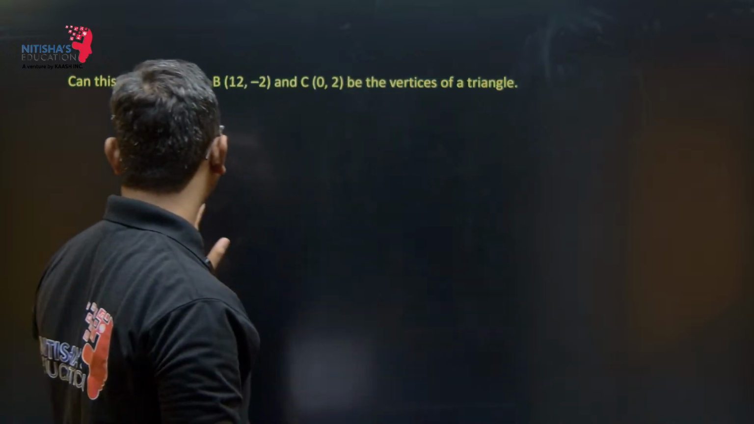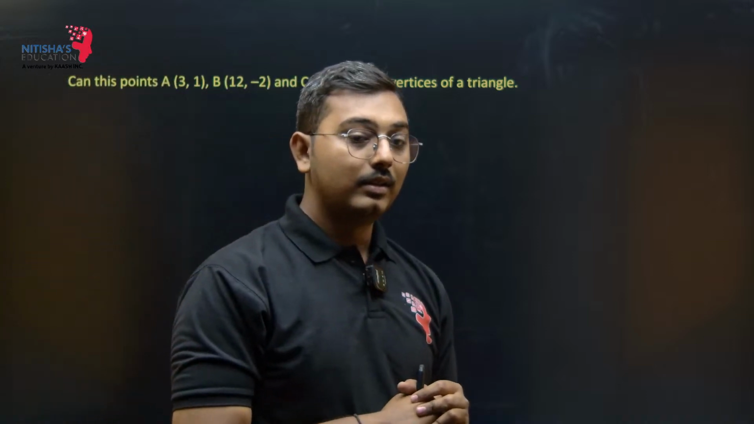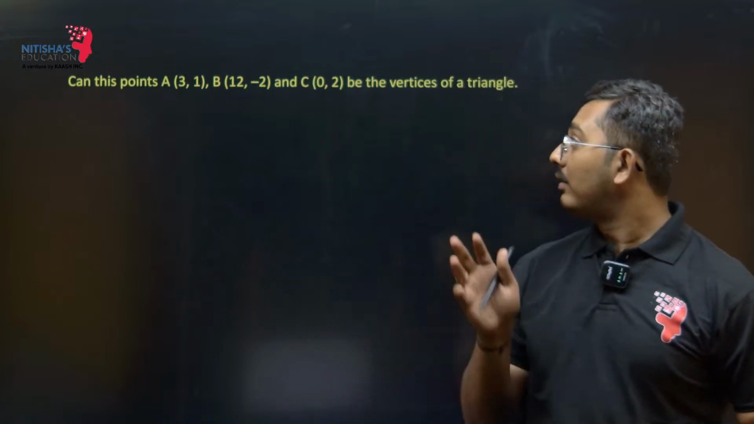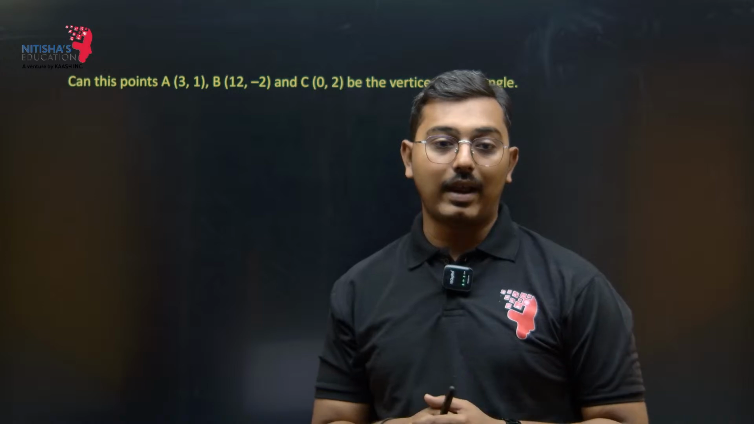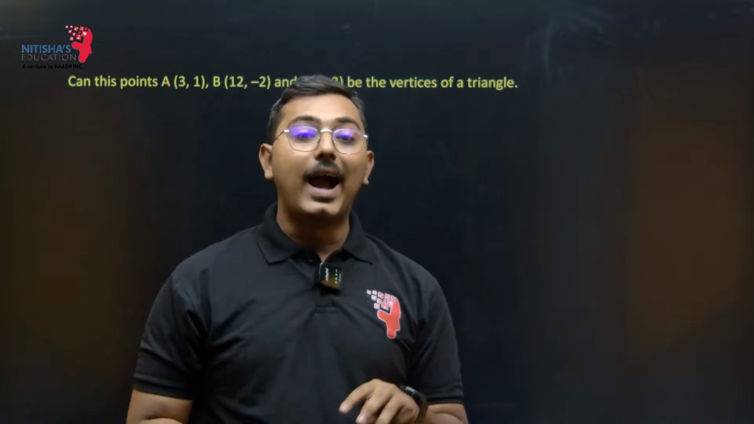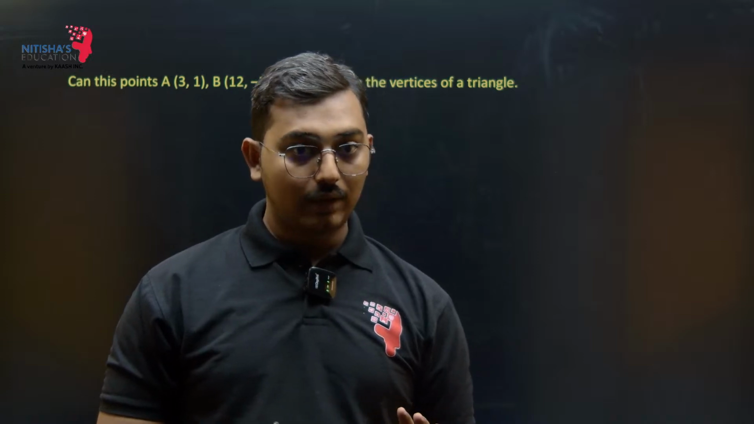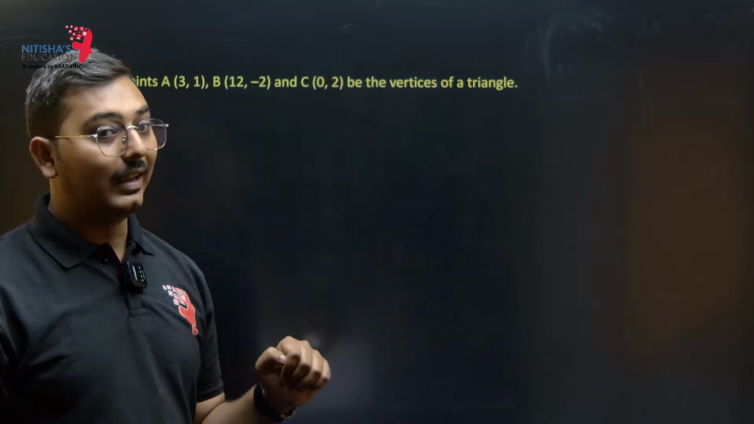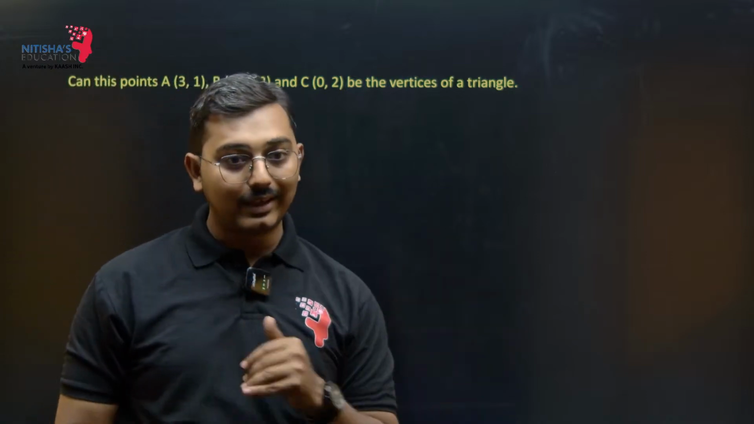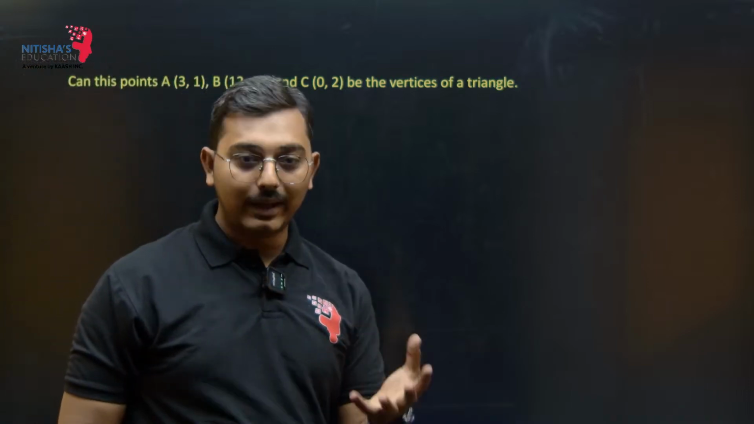Now one example of the area of a triangle. What is it saying? Can these points A, B and C be the vertices of a triangle? So if they were to be the vertices of a triangle, what are the possibilities between three coordinates? Either the coordinates are collinear or they are not collinear. If they are collinear, then the area would be 0 because it is a straight line. All 3 points lie on a straight line, so the area would be 0. And if they are non-collinear, then there would be some area.